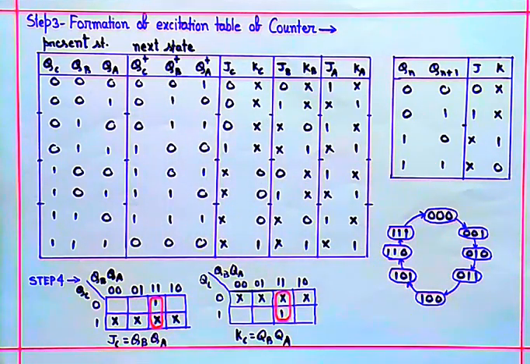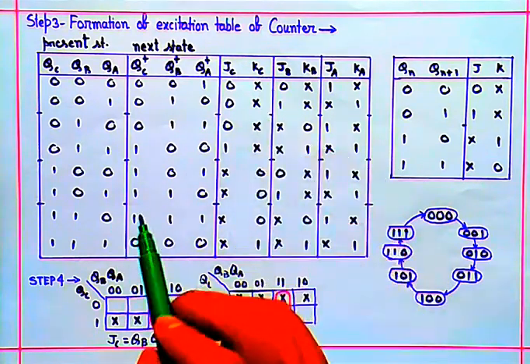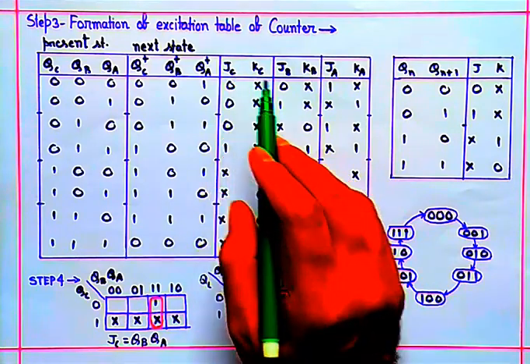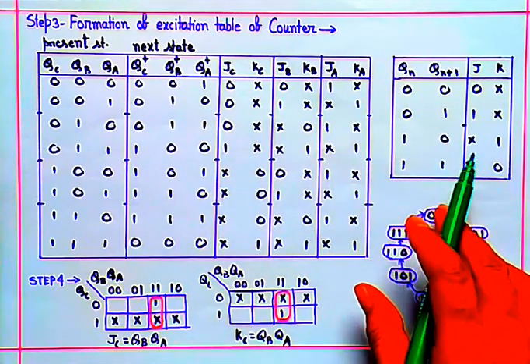Now you have to find out the values of JC and KC. That means input value of flip-flop C. To find out these values, you have to take help of excitation table of JK flip-flop.